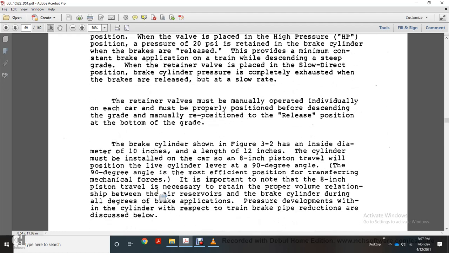The brake cylinder shown in Figure 3.2 has an inside diameter of 10 inches and a length of 12 inches. The cylinder must be installed on the car so that the 8 inch piston travels to the wheel. Position the live cylinder lever at a 90-degree angle, which is most efficient for transferring the mechanical force. It is important to know that 8 inches of piston travel is necessary to retain the proper volume relationship between the air reservoir and the brake cylinder during all degrees of brake application. The pressure developments within the cylinder with respect to the train brake pipe reductions are discussed below.